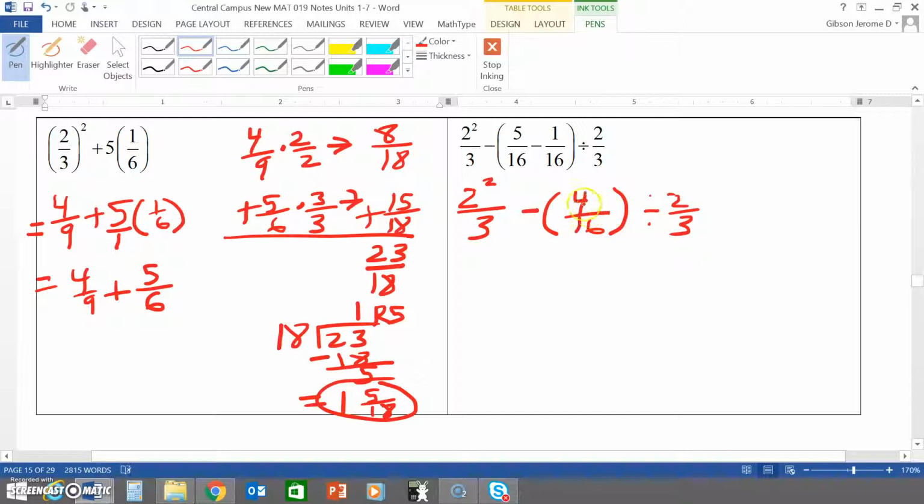Now, 4 over 16 can be simplified. I would suggest you do that. We could divide the numerator and denominator by 4, and that will give us 1/4.